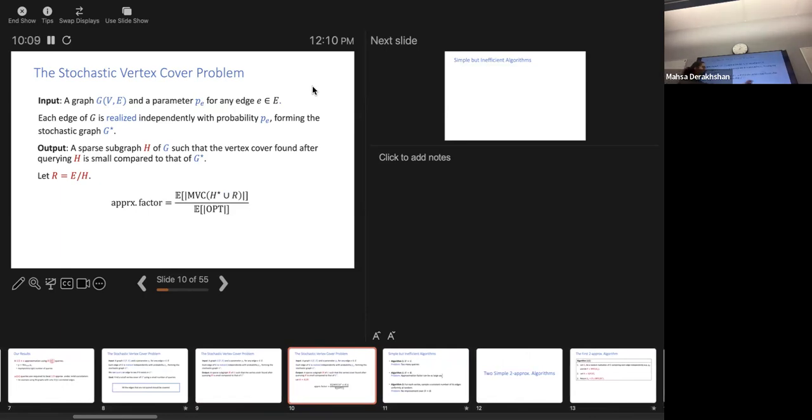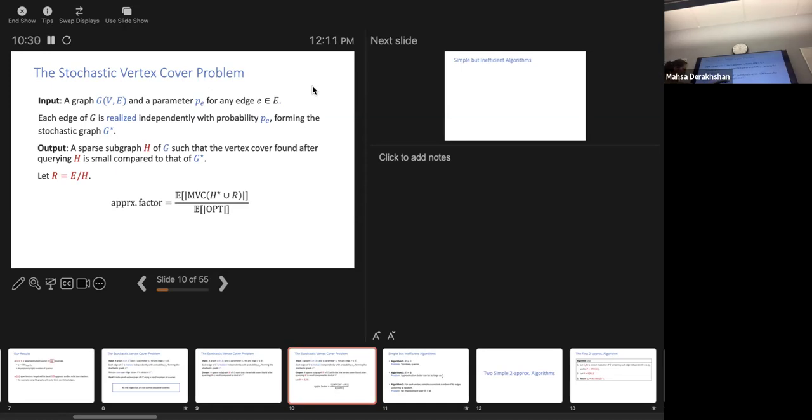So we define the approximation ratio as the expected size of the solution that we find over the expected size of the optimal solution. And why do we have expectation here? Because OPT itself is a random variable, because the graph is random. Is it clear here?